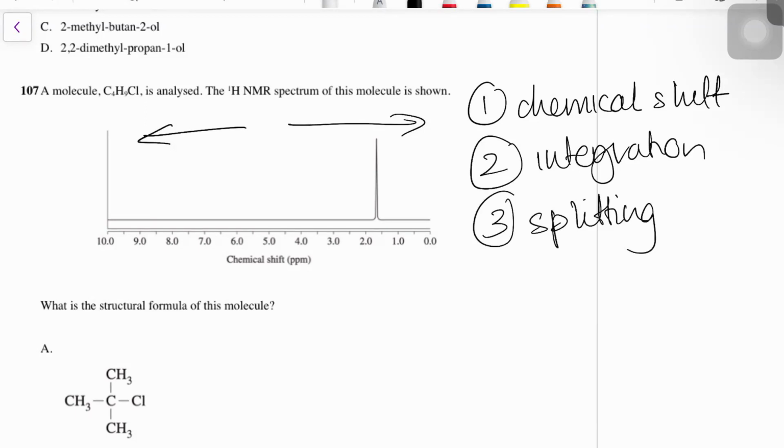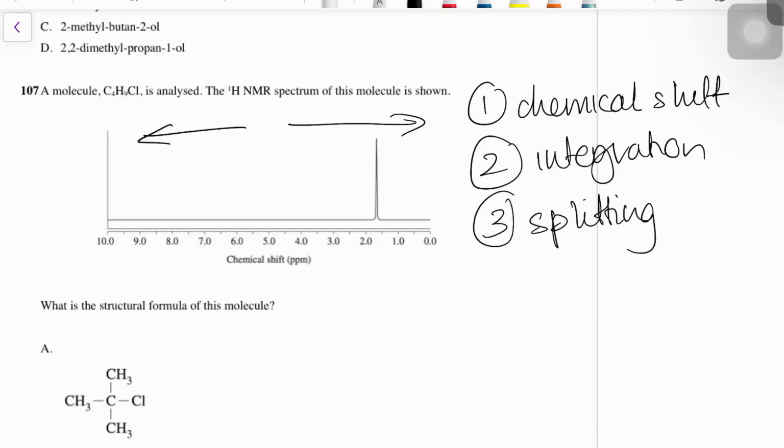Splitting gives you information about neighbors, which means I'm standing on this carbon. How many hydrogens are on the carbon next to me? How many hydrogens are on the carbon to the left of me and to the right? So in terms of splitting and neighboring, think of it as the hydrogens live inside of the carbons, yeah? So you're going to look at your neighbor on the right. How many hydrogens are there in that carbon house? On the left, how many hydrogens are there in that carbon house on the left? So that's what splitting shows you.